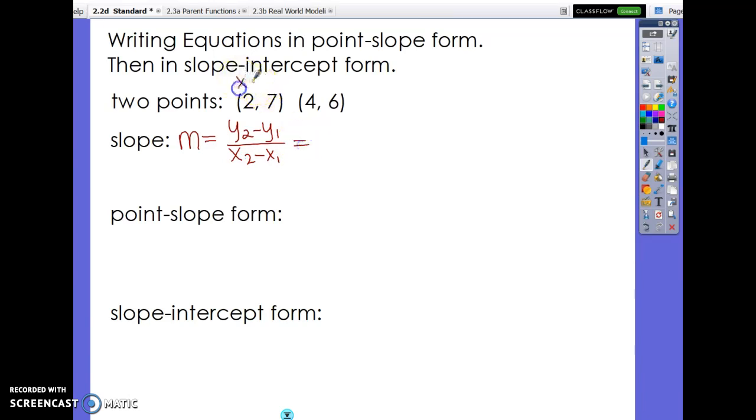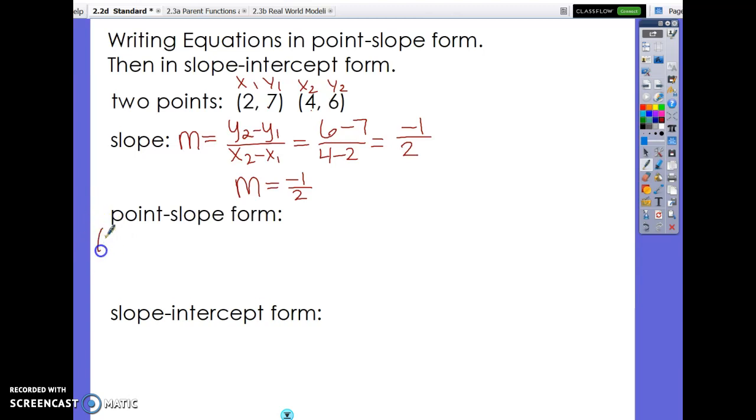So we're going to subtract our y's, divide it by whatever we get when we subtract our x's. So I'm going to let this be x1, y1, this be x2, y2, and plug them in. I'll end up with 6 minus 7 divided by 4 minus 2. And when we simplify that, we will get negative 1 divided by positive 2. In other words, m equals negative half. That's our slope. Now we have enough information to write the point slope form.